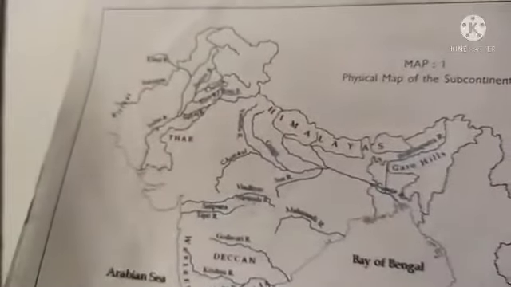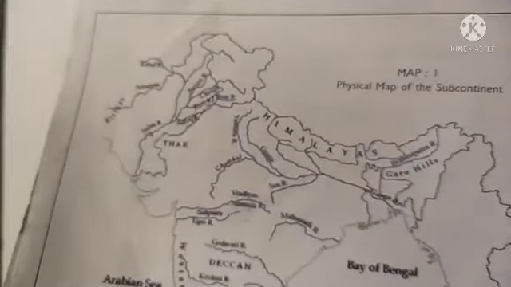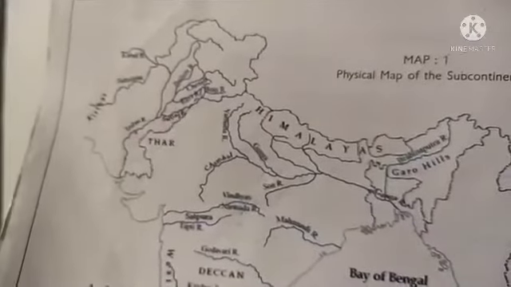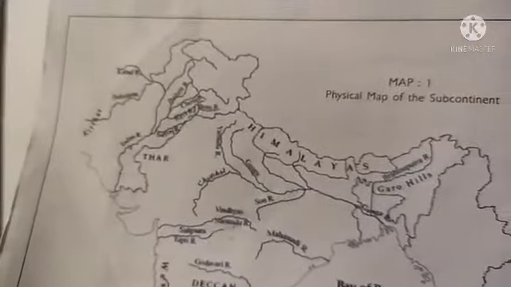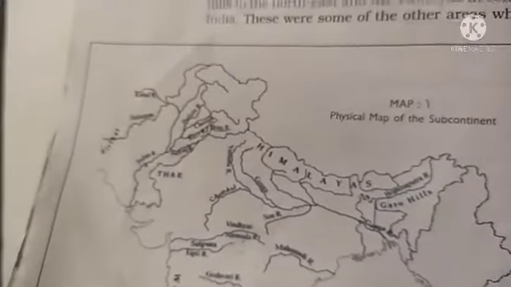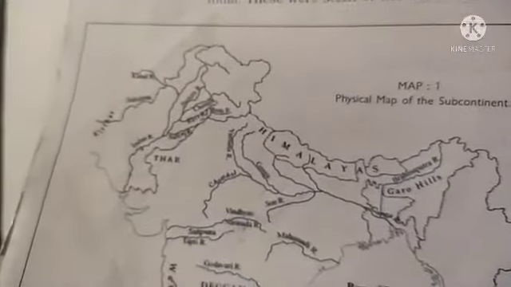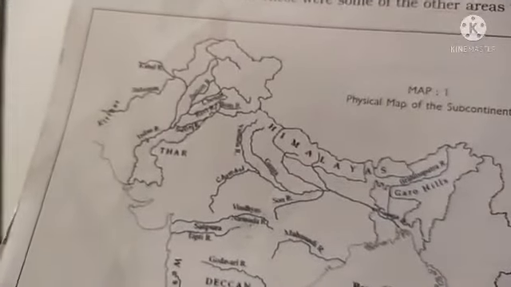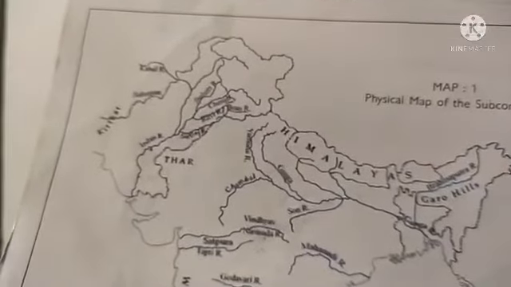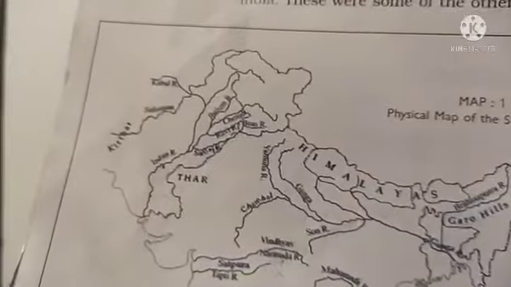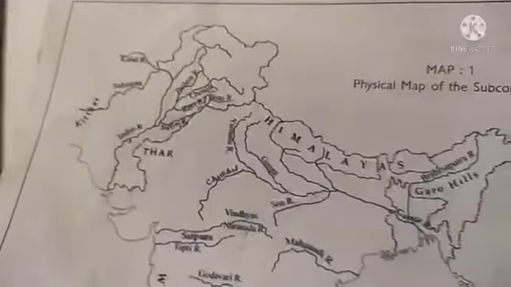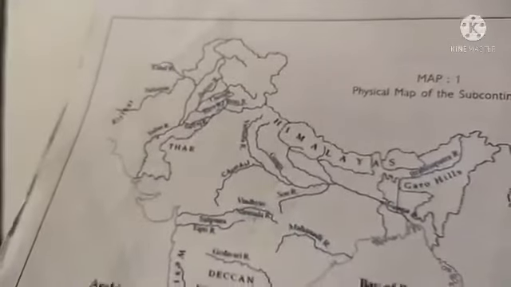Children, look at this map. This is the map of the subcontinent, or the Indian subcontinent. So what is a subcontinent? A subcontinent includes the present day countries of India, Pakistan, Nepal, Bhutan, Bangladesh, Myanmar, Sri Lanka, Afghanistan, China and Iran. All these countries together we call a subcontinent.